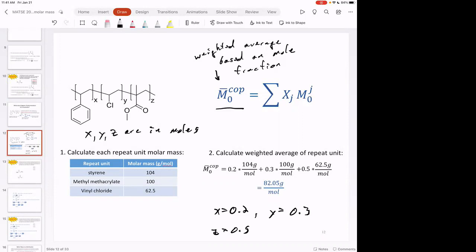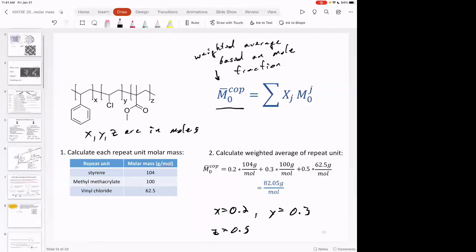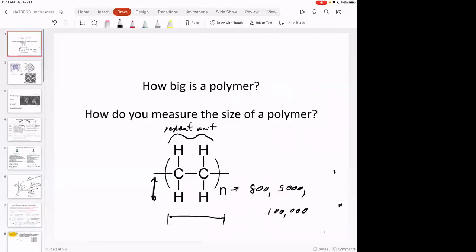So what's a reasonable number for X or N? I guess we talked about it on the very first slide, right? How do you know that you're actually calculating reasonable numbers? It's going to be like hundreds, maybe thousands. If it's a really short oligomer, it might be 15, but it's not going to be 0.6. It's probably not going to be 10 to the 10, right?